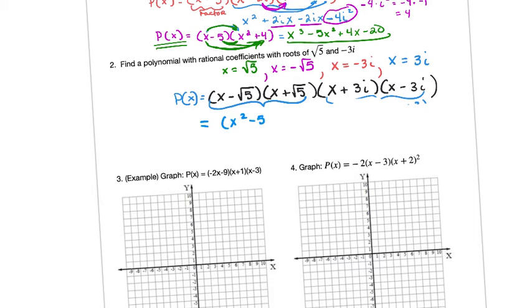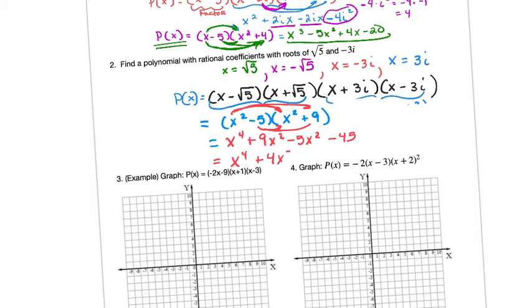So this simplified to x squared minus 5 times x squared plus 9, and then we multiply: x to the 4th, 9x squared, negative 5x squared, negative 45. And so x to the 4th plus 4x squared minus 45. And that's what p of x is. Simple enough. Let's graph these now.